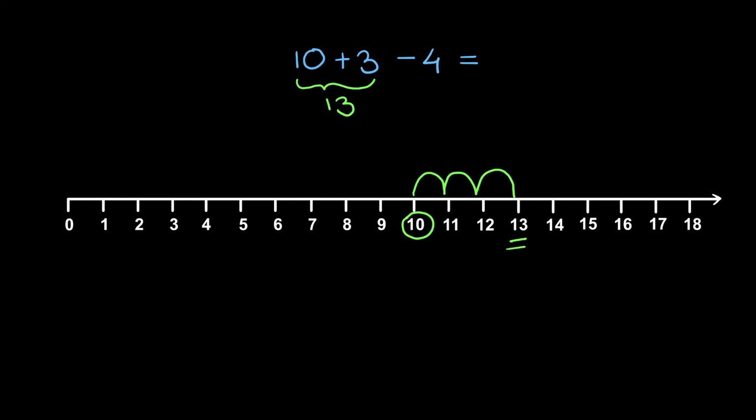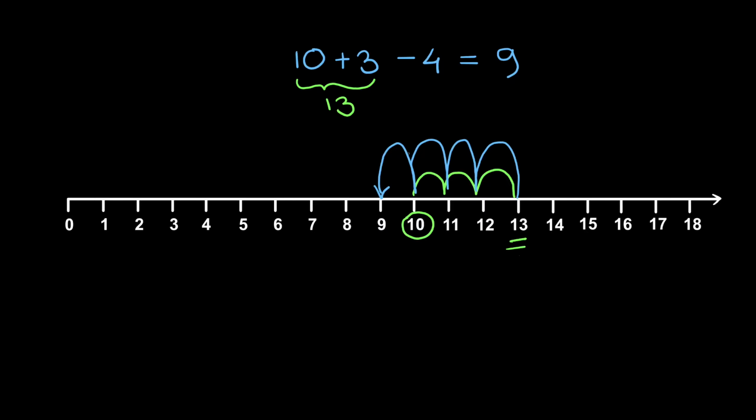And now what do we need to do? What is 13 minus 4? So we need to take 4 steps back. From 13, now we will take 4 steps back. How do we take them? 1, 2, 3, and 4. 4 steps back brought us to 9. So we get our answer, 9.